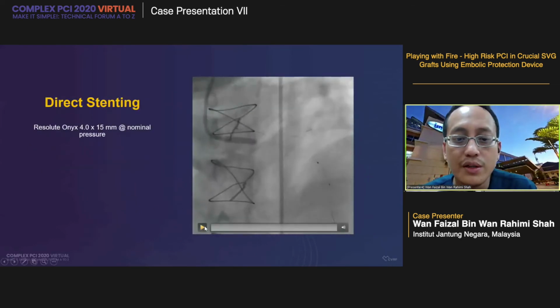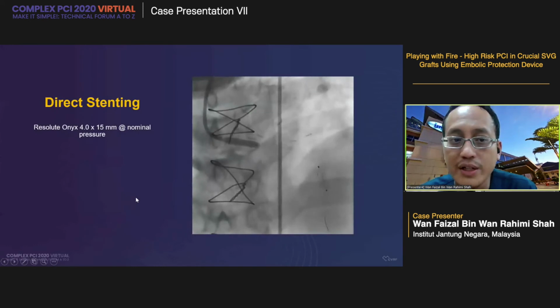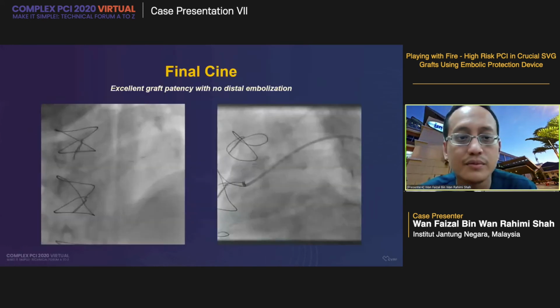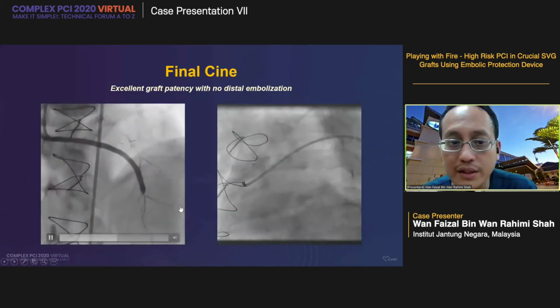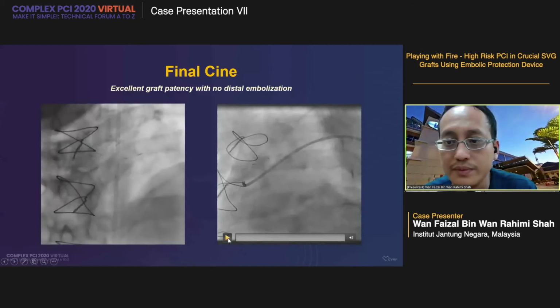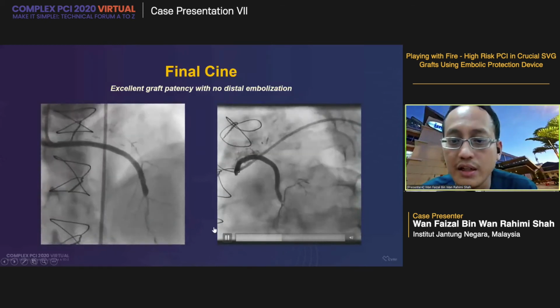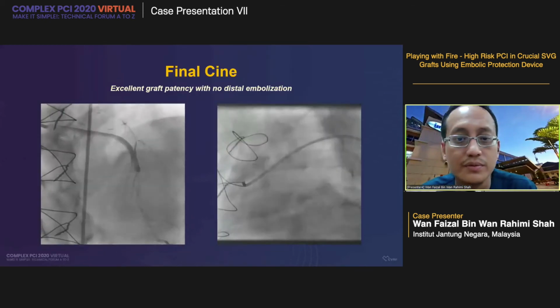And then subsequently we implant the stent at nominal pressure. Again, we use a 4.0 times 50 millimeter, slightly oversized in length. And then this is the final result, showing excellent graft patency with no distal embolization. And here, this is another view of the vessel.